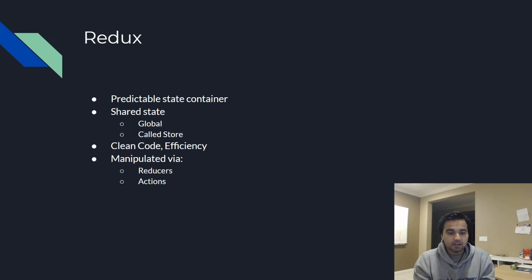This helps a lot with our clean code and efficiency. When there's a bunch of state all over the place, manipulating it and changing it is just a big mess, and Redux is here to save the day. So we need a way to manipulate the state, because otherwise state wouldn't have any value. If you have a traffic light and you want to turn it from green to red, you need to manipulate it in some way. So how are we going to do that in Redux?